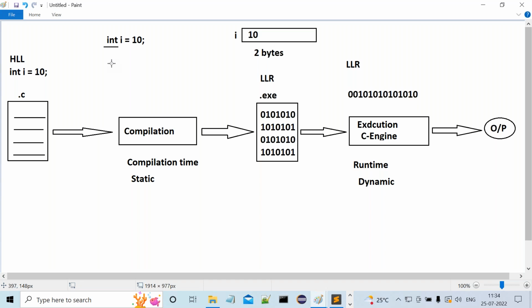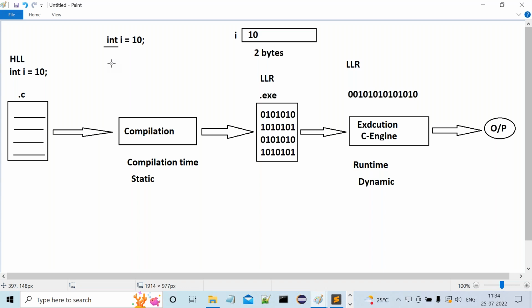For all these primitive data types, if the memory is allocated at compilation time, that programming language is called what? Static programming language. For all these primitive data types, if the memory is allocated at runtime, then the programming language is what? Dynamic programming language. Can you tell me an example for static programming languages?